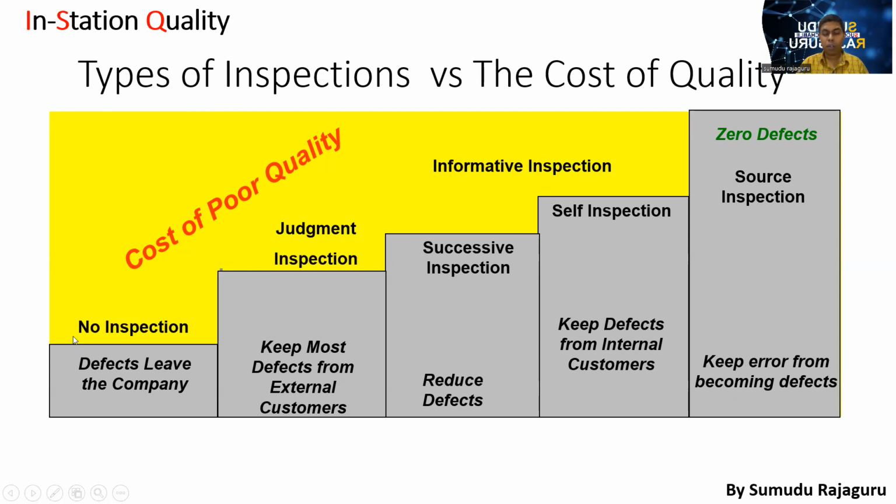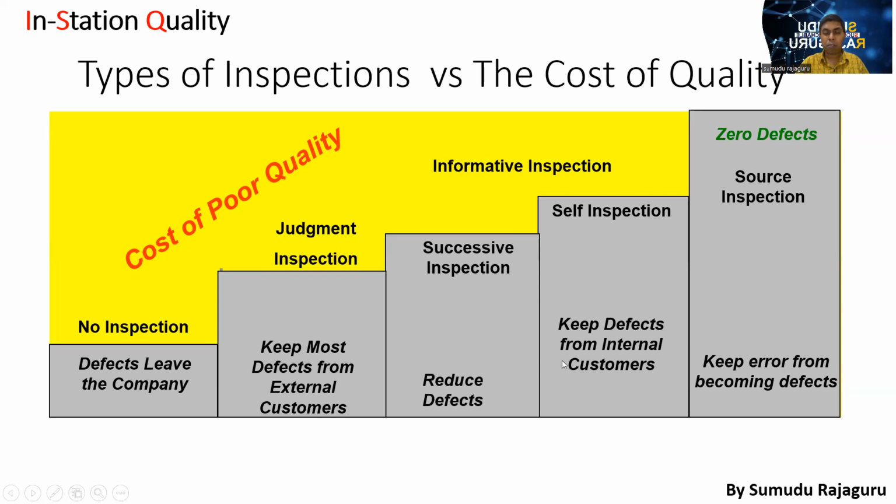If we don't have inspection procedures or an inspection methodology, what happens? Defects can leave the company. But if we have only judgmental inspection, we keep most defects from the external customer, because we are doing the judgmental inspection. But when we do informative inspection, we are collecting the information, analyzing it, and using that information for future activity. So it is called informative inspection. Then there is successive inspection under informative inspection, and from the successive inspection, defects are reduced. Successive means I am checking the quality of the previous operation. That is the successive inspection.